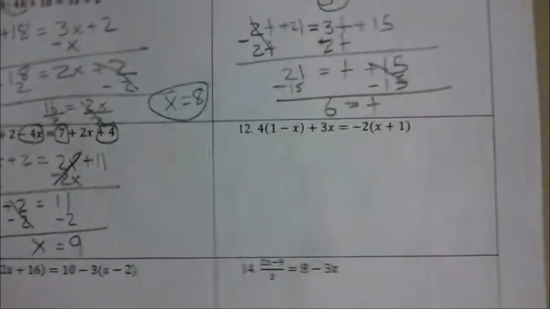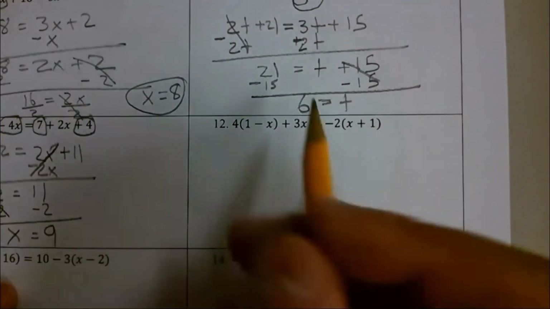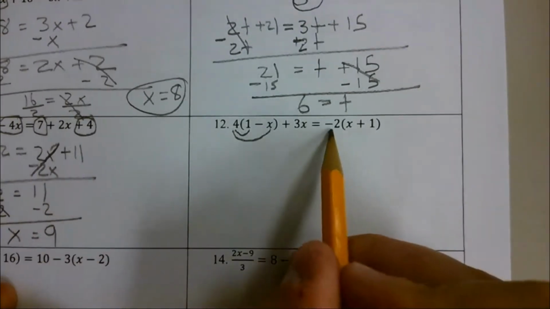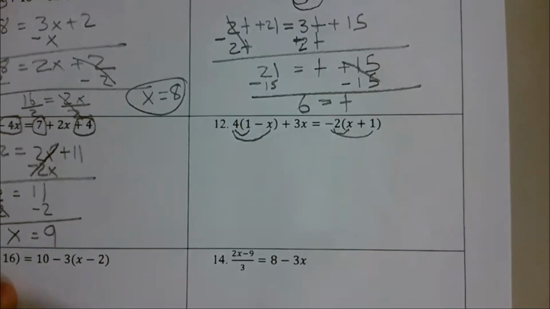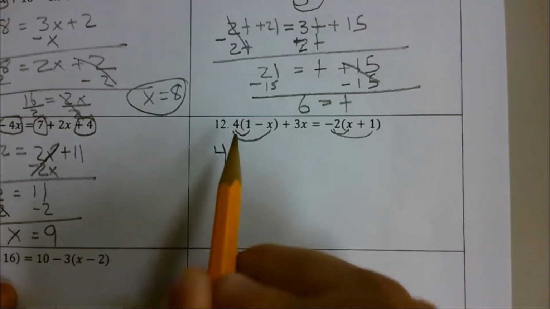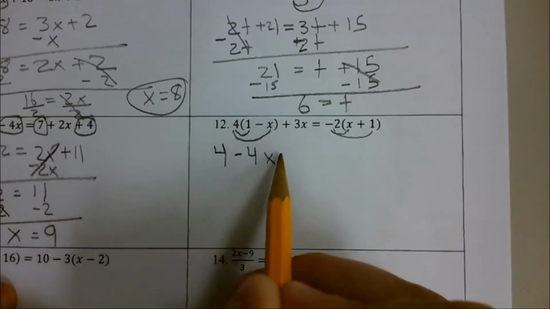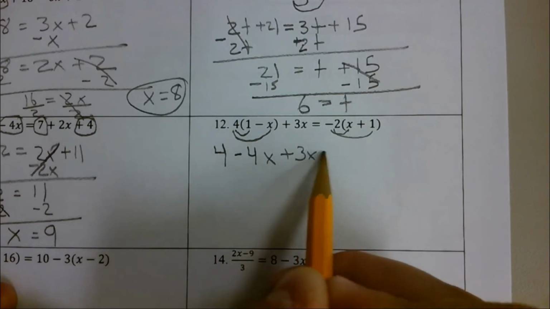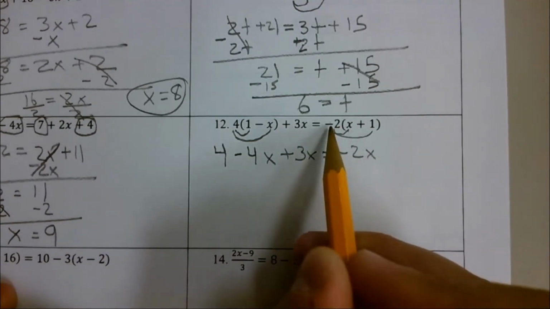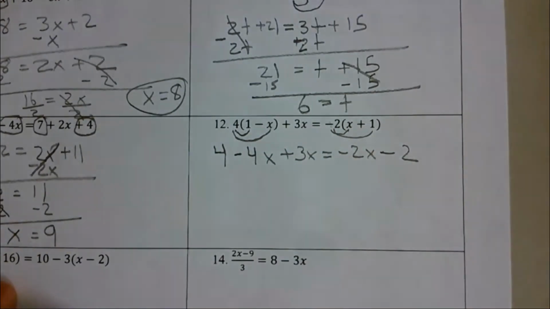Now it's time for our last one. So, we're going to distribute first. That 4 goes to everything in here, and also this negative 2 on the other side. So we're distributing on both sides this time. So 4 times 1 is 4. 4 times negative x is negative 4x. And then we have this plus 3x here. Equals, and then negative 2 times x is negative 2x, and negative 2 times positive 1 is minus 2.